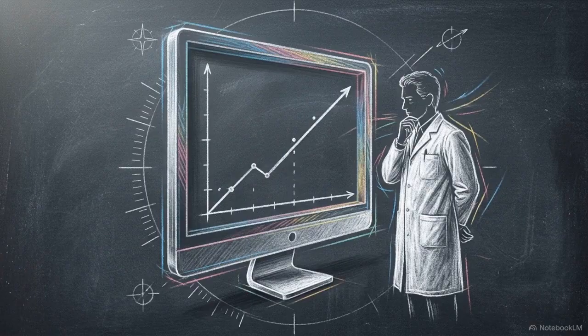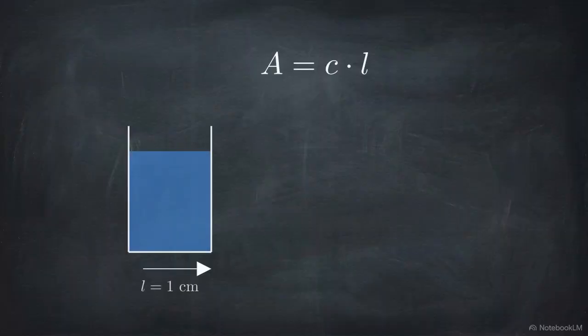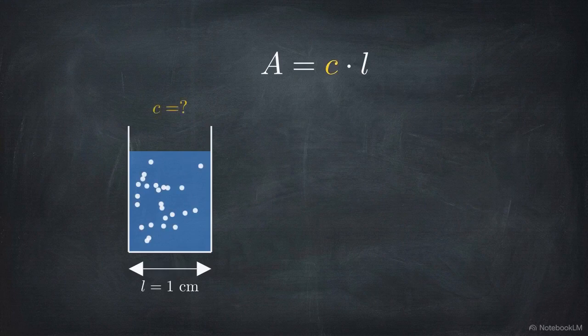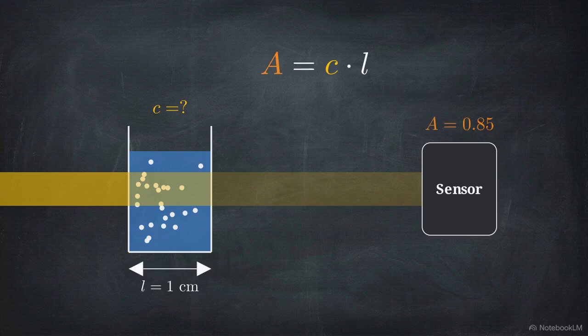Because this relationship is perfectly linear, laboratory technicians can use it to work backward. In practice, if you test a sample in a standardized tube, the path length is a known constant. That leaves the concentration of the chemical as the only unknown variable. By taking a final absorbance reading from an optical sensor, scientists can solve the equation to instantly back-calculate the exact concentration of an unknown sample.